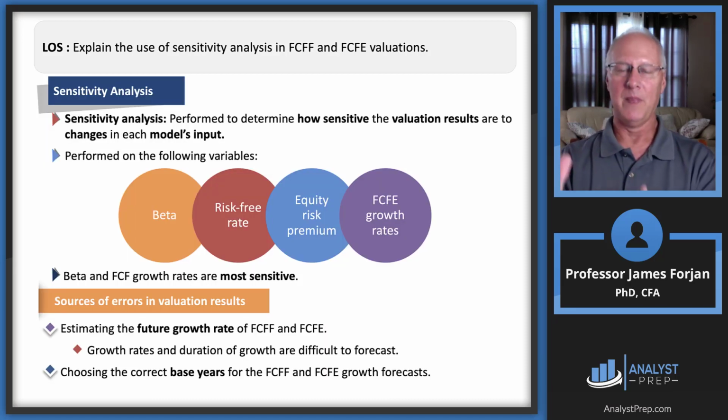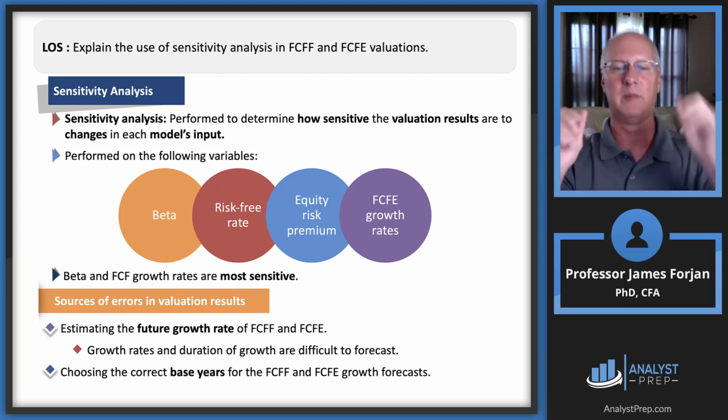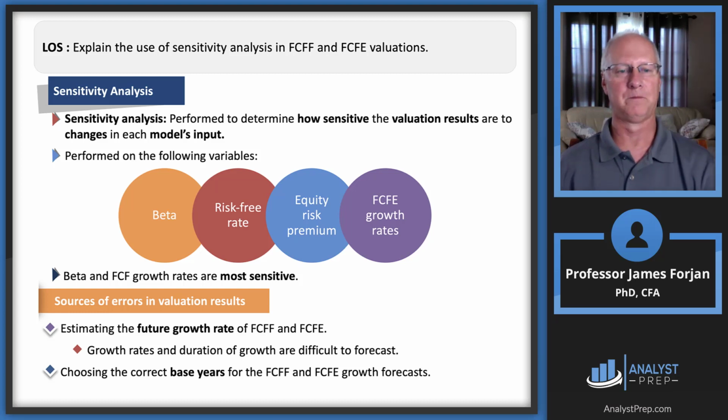But then when we compute present value, oh my goodness, where are we going to get that required return on equity? Probably we're going to get it from the capital asset pricing model, which has input variables of beta, risk-free rate of interest, and the equity risk premium. And so notice that last arrow point underneath the circles. Beta and free cash flow growth rates are the most sensitive. Boy, we put that most sensitive in bold. So make sure you put that in bold in your brain.